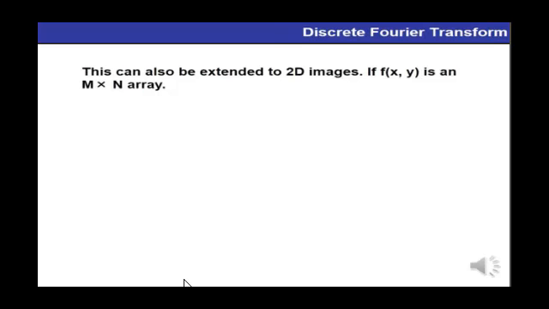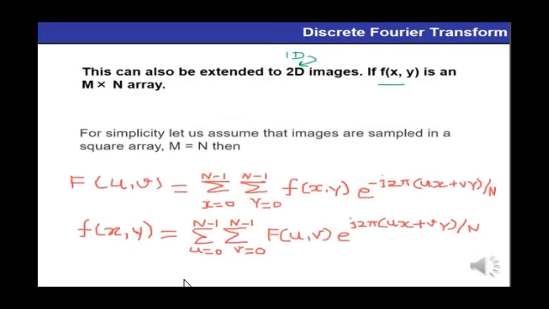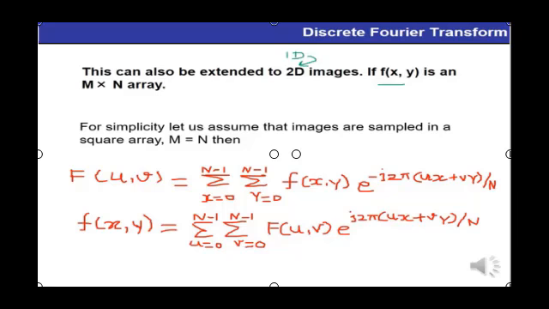So if we have a 2D image, and f of x y is an m by n array, what will be the equation? Let's see. The equation would be F of u comma v is equal to the double summation of f of x comma y e to the power minus j 2 pi ux plus vy upon n. Similarly, we can acquire the inverse as f of x comma y equal to the summation of F of u comma v e to the power 2 pi ux plus vy upon n.